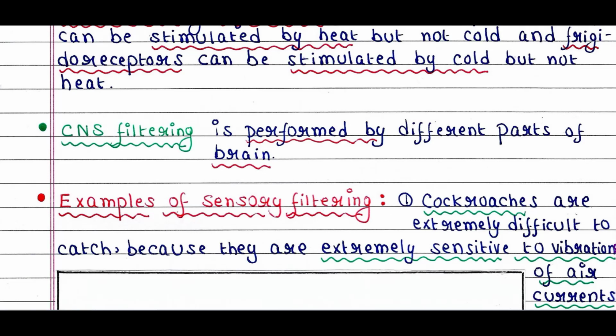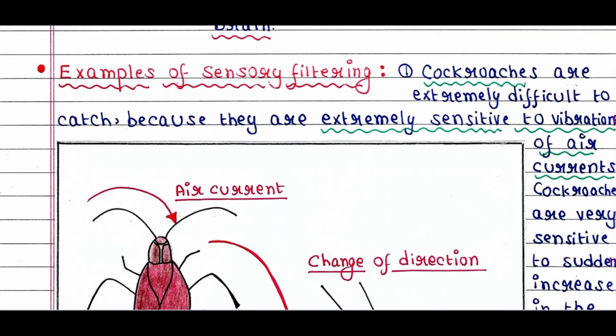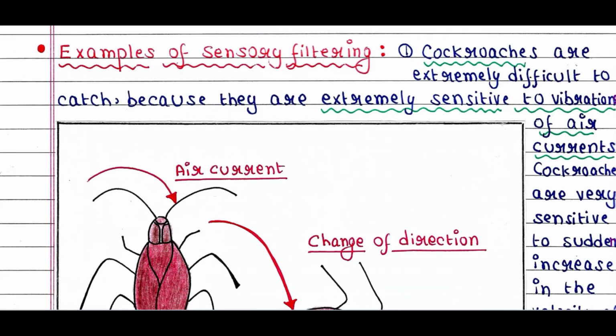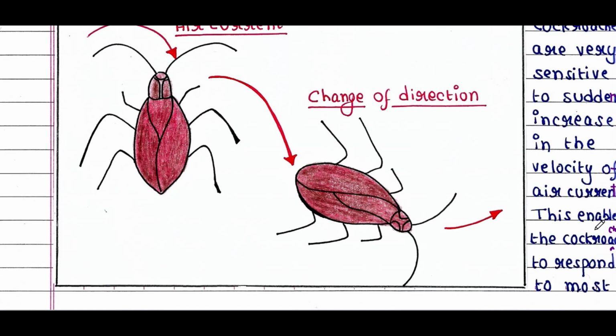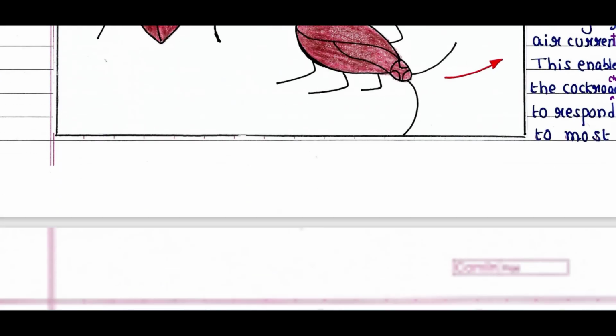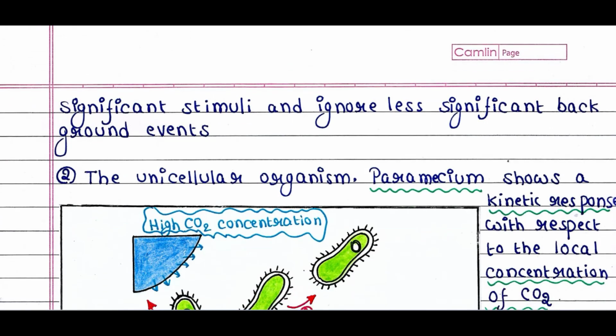Let's talk about some examples of sensory filtering. Cockroaches are extremely difficult to catch, right? Because they are extremely sensitive to vibrations of air currents. Cockroaches are very sensitive to sudden increase in the velocity of air current. This enables the cockroaches to respond to most significant stimuli and ignore less significant background events.